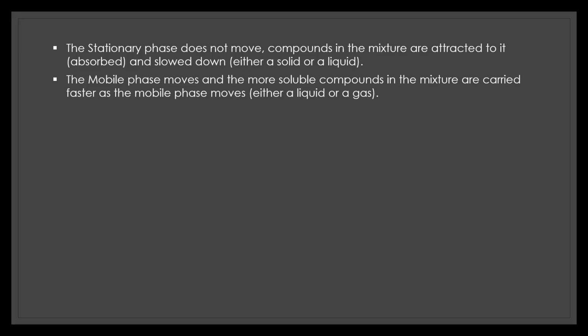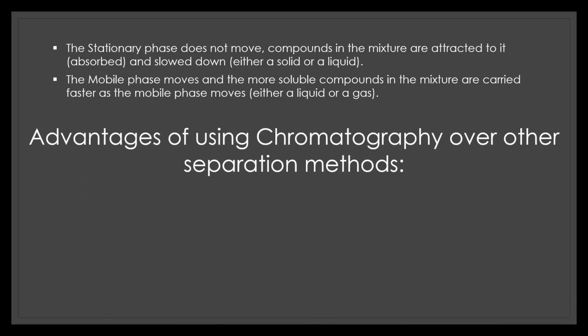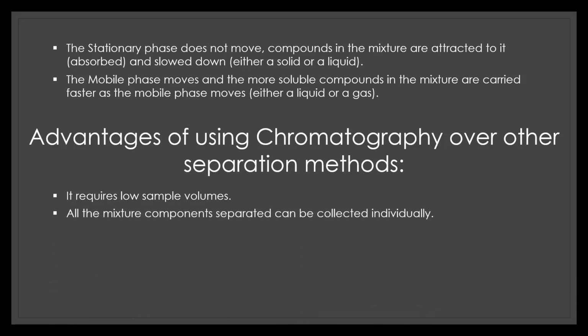Now, over the years, scientists and chemists have found more convenient and accurate ways to enhance the precision and efficiency of chemical procedures. But out of all possible ways of separating mixtures, why do we choose to use chromatography? Well, it's simple and self-explanatory. Chromatography requires low sample volumes, which simultaneously means there will be a smaller margin of error during the determination of components. Secondly, all the mixture components separated can be collected individually, which gives us the advantage of knowing and understanding all the properties coming from each part of the mixture.